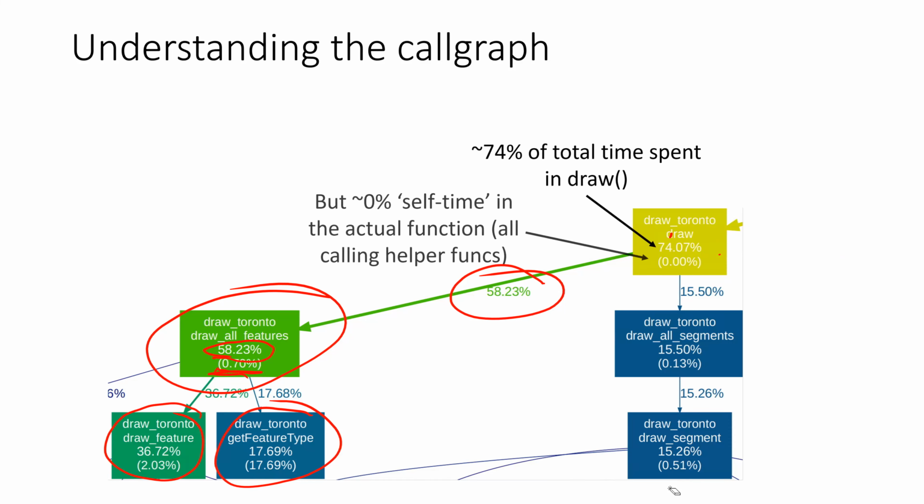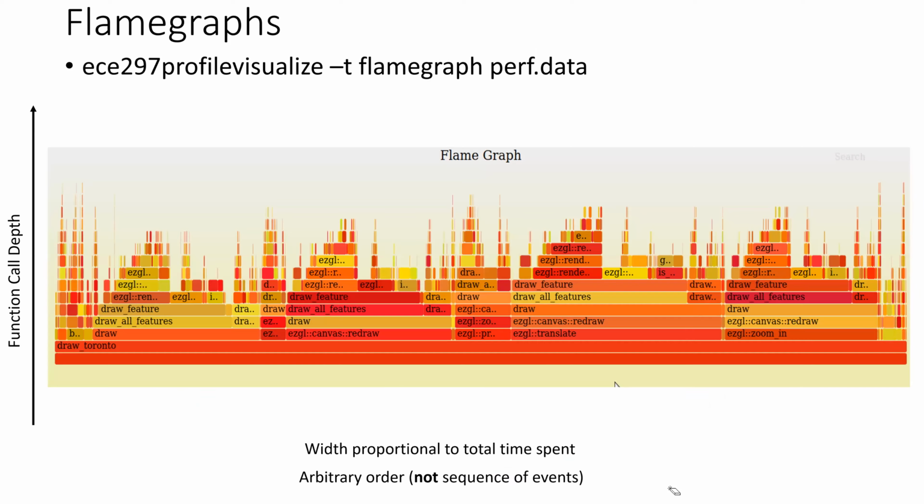Okay, and I guess I said all that. So that's one way to visualize. It's called the call graph. You can also use that same tool with this -t parameter, and it'll produce a different representation of the profiling data called a flame graph. In this one, the width is proportional to how long you spent in every function.